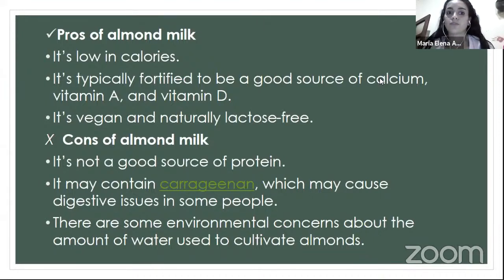Pros of almond milk: it's low in calories. It's typically fortified to be a good source of calcium, vitamin A and D. It's vegan and naturally lactose free. Cons of almond milk: it's not a good source of protein. It's made with carrageenan, I don't remember the pronunciation, which may cause digestion issues in some people. For example, in my case, I have this problem with carrageenan.